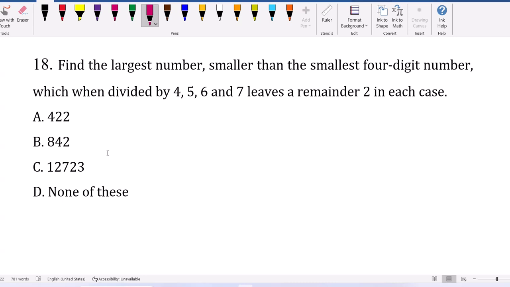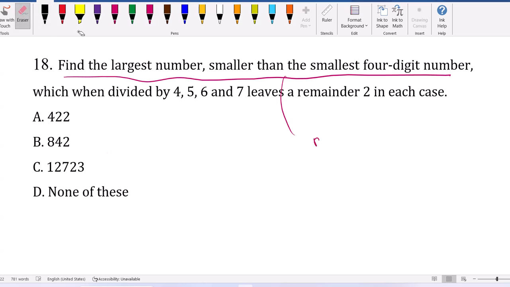Okay, in fact, they are asking for the largest three-digit number, it seems. Find the largest number smaller than the smallest four-digit number means the largest three-digit number. Smallest four-digit number, less than that will be a three-digit number. So indirectly, this entire line means they are asking for the largest three-digit number.